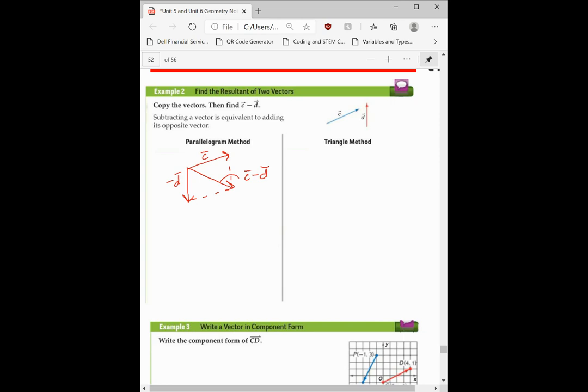Now we're going to do the triangle method. Copy vector C and D and draw the negative version of vector D. Okay. Translate it so that its tail touches the tip. The tail is the end part of it without the arrow, and the tip is the part with the arrow. Draw the result vector from tail to tip. So this part would be C vector minus D vector. Okay. Now let's look at example 3.